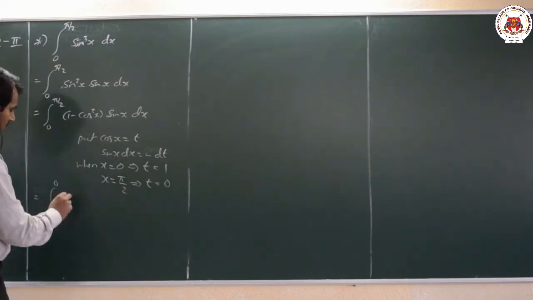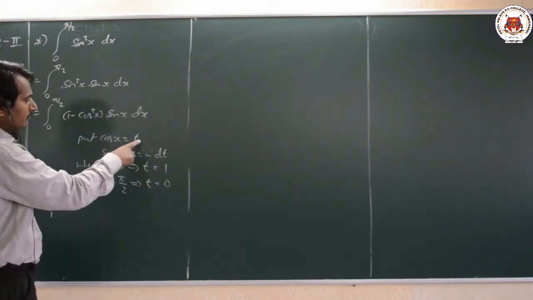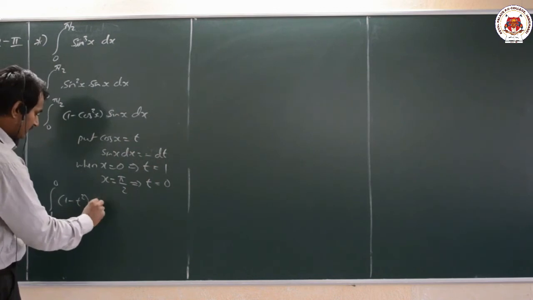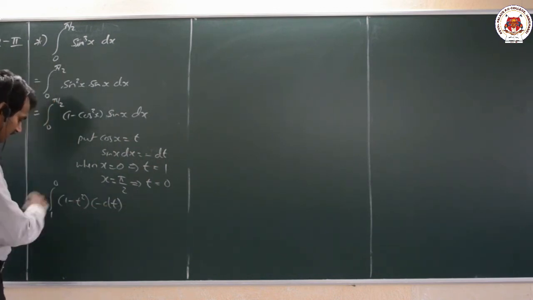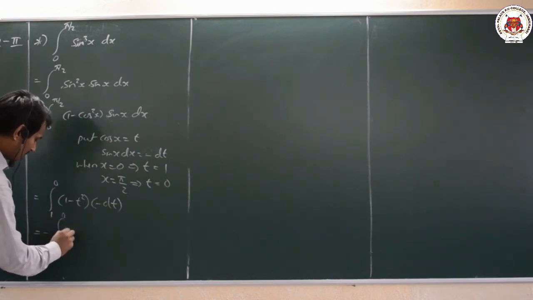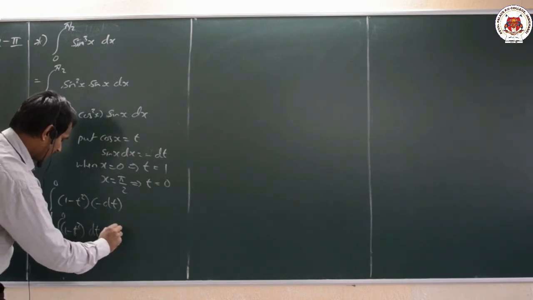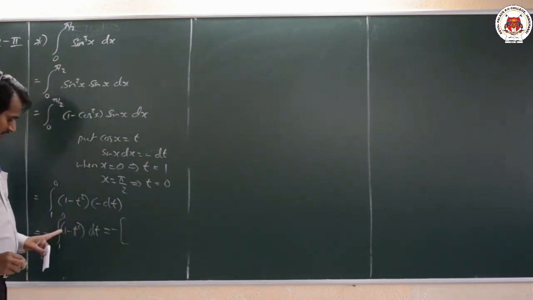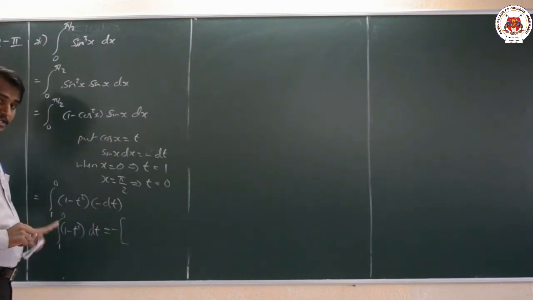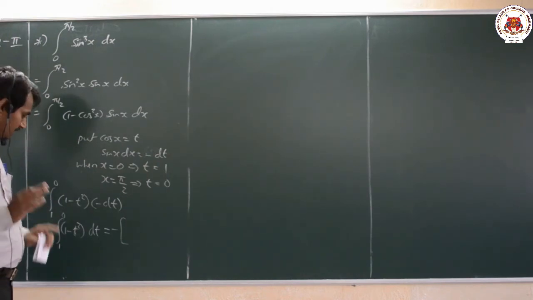Next here 1 minus cos square, what is the value here? The value will be 1 minus t square. Sin x dx means it is minus dt. We will take minus outside, integration of 1 to 0, 1 minus t square into dt. Now that is minus of, I can also make use of properties. Shifting the integrals here, 0 to 1 it becomes positive. That manner also I can do it here.